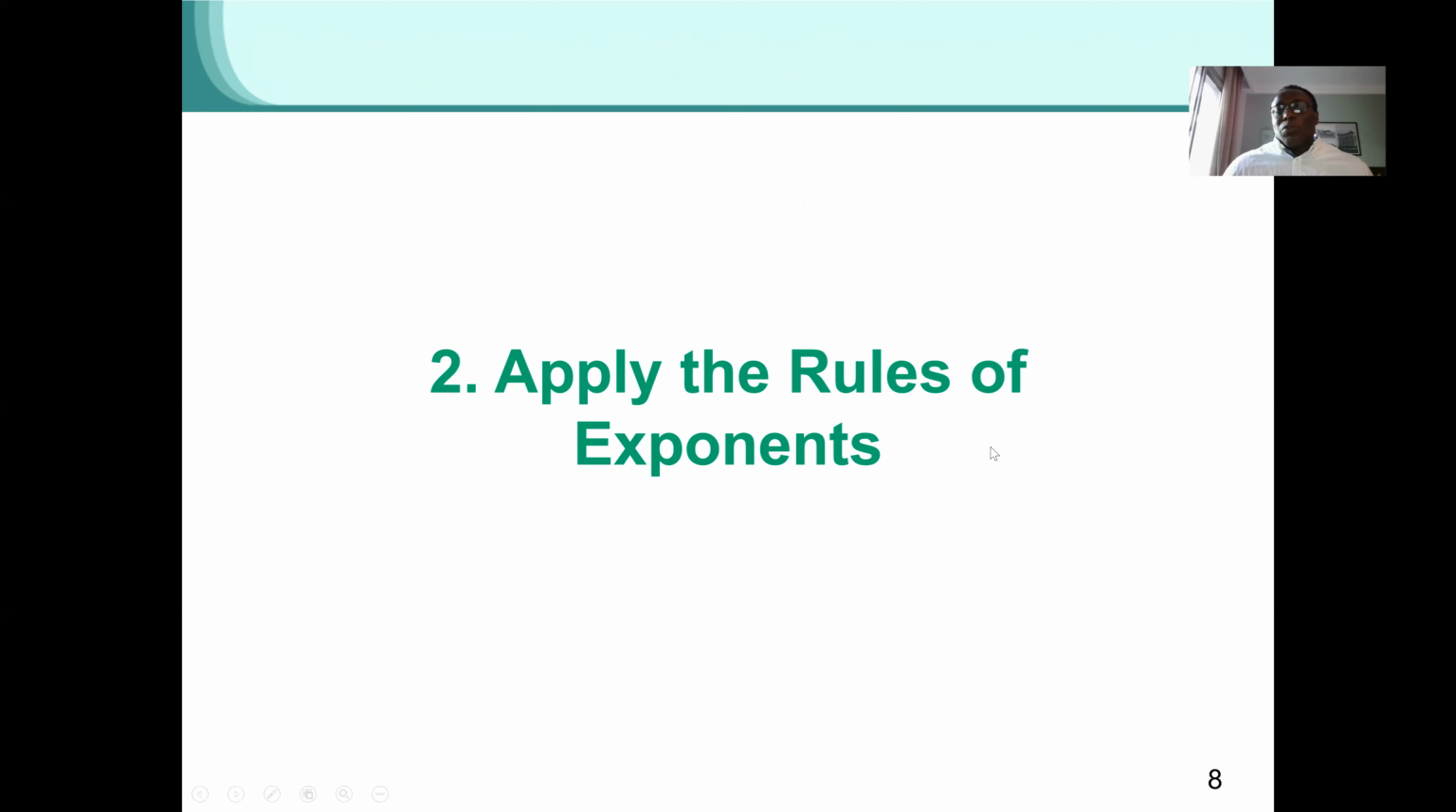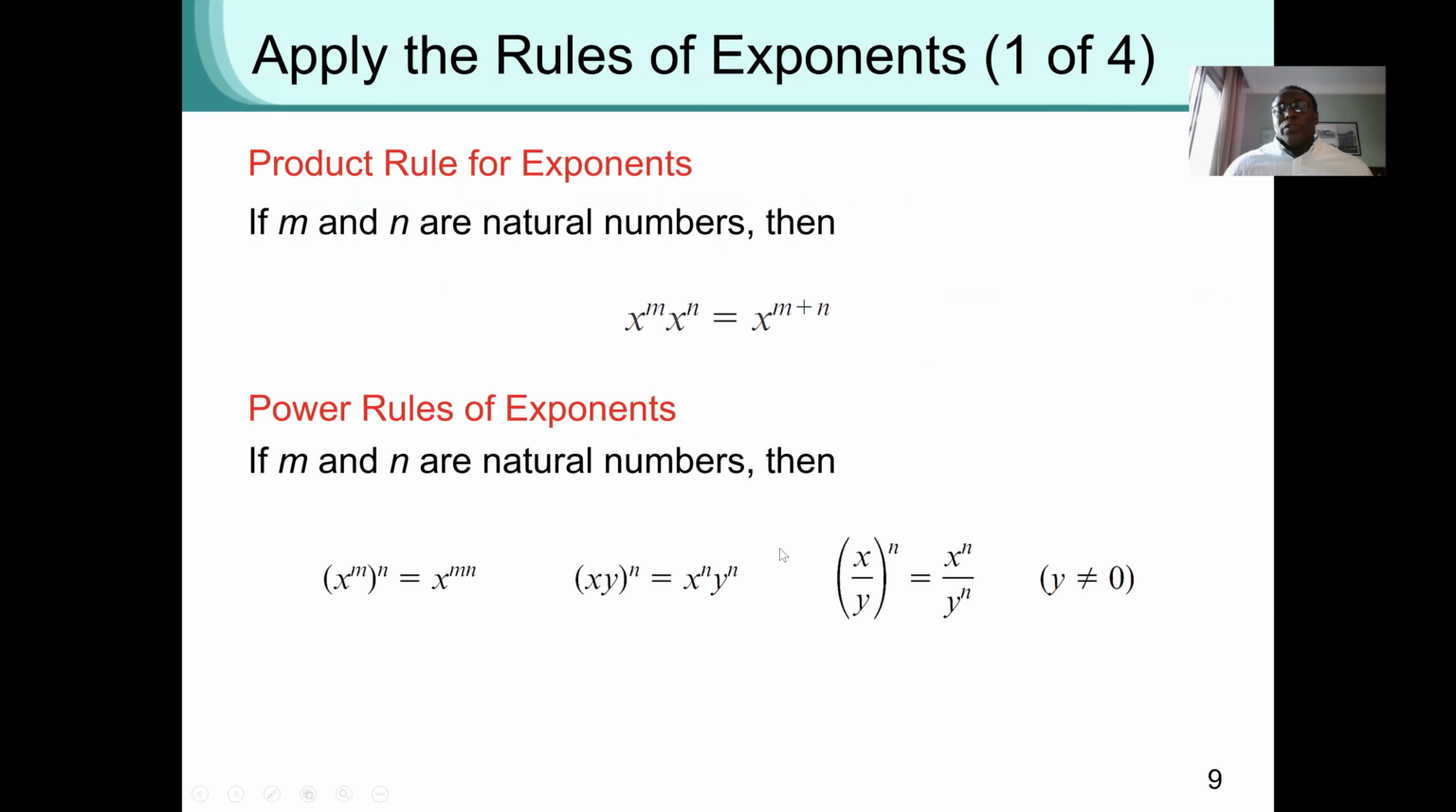So now we are going to apply the rules of the exponents. Now, the first rule is called the product rule. The product rule for exponents. Here we are assuming m and n are natural numbers. If m and n are natural numbers, then x to the power m times x to the power n will be x to the power m plus n.